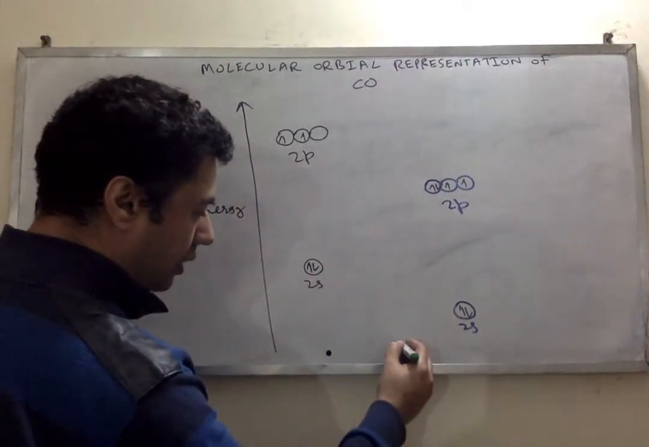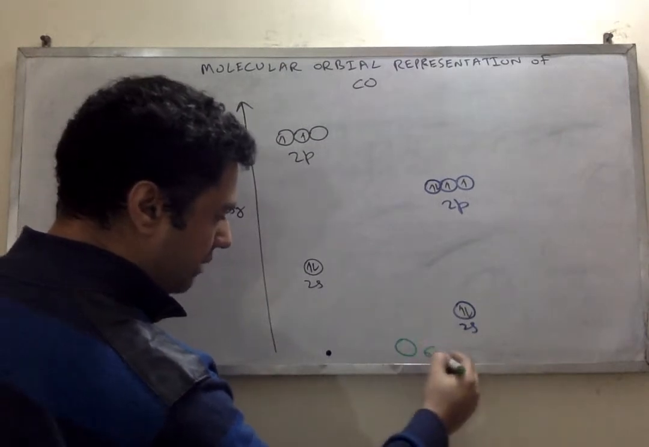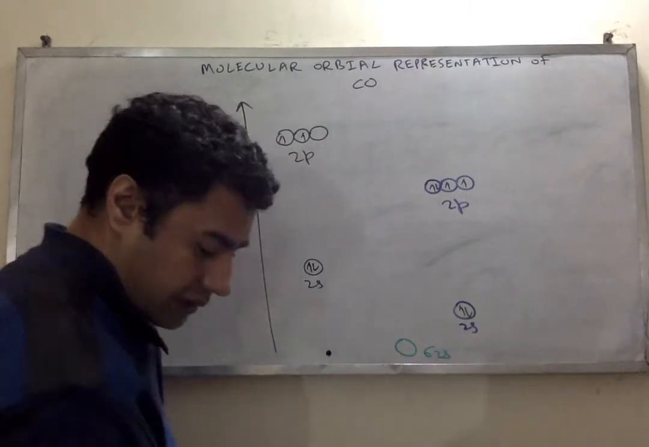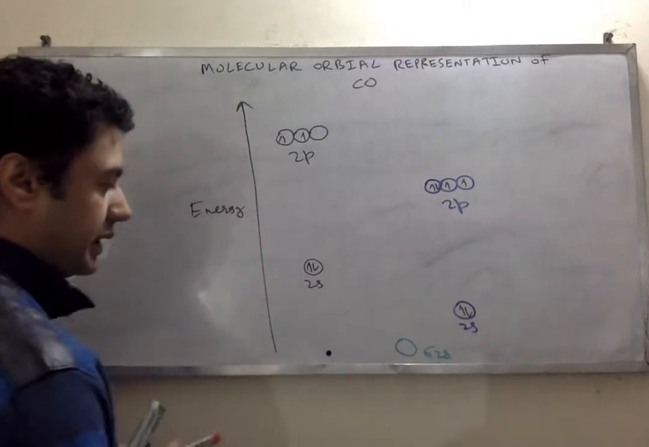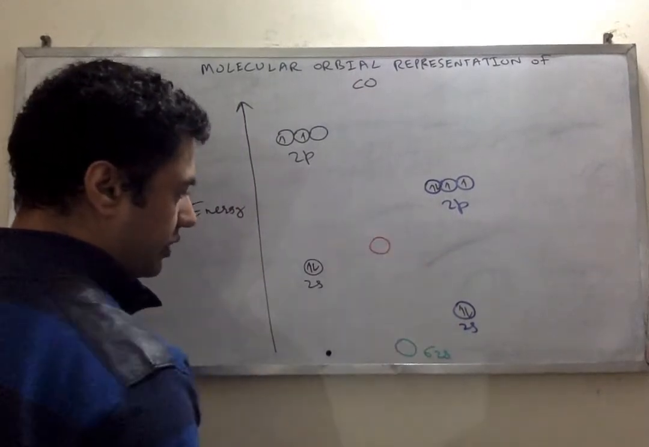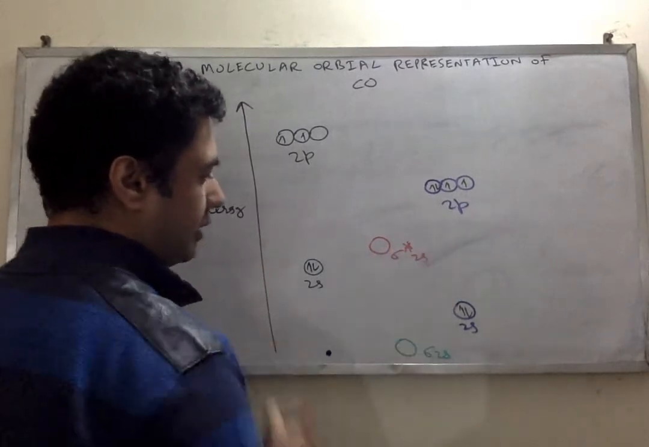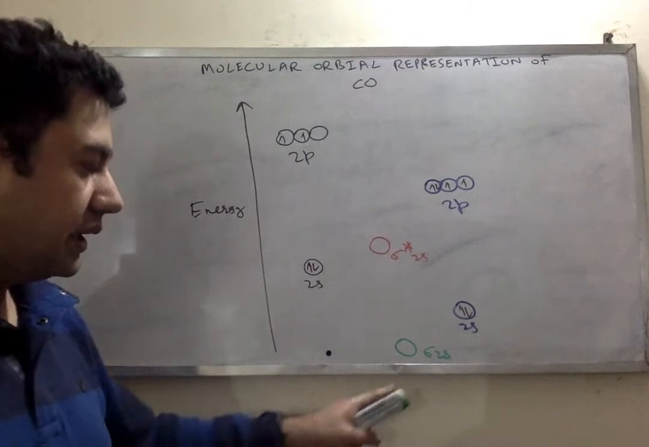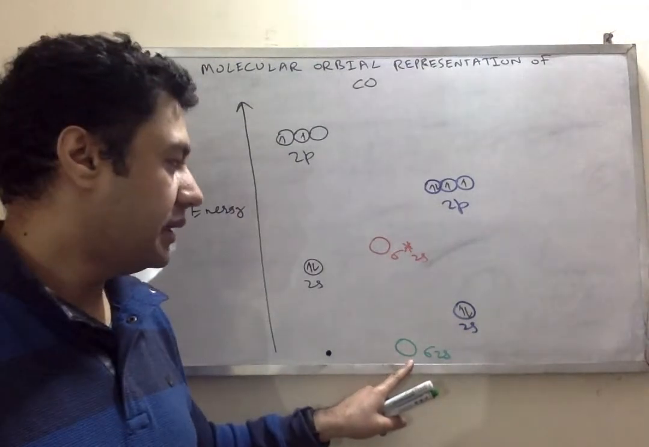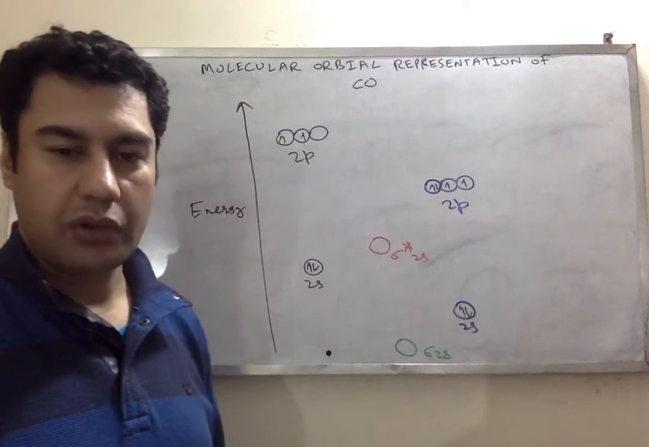and for the bonding we'll use the green shade. So this bonding orbital we can represent as sigma 2s, and simultaneously we'll get an anti-bonding orbital which we will represent using the red shade, and let's say this is sigma star 2s. So the green represents the bonding molecular orbitals, while red will represent the anti-bonding molecular orbitals.